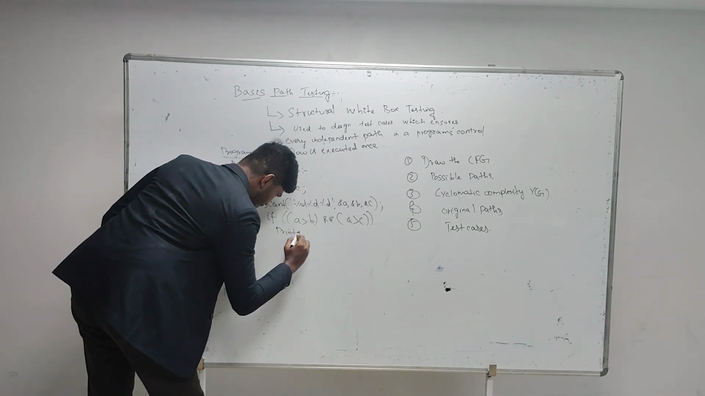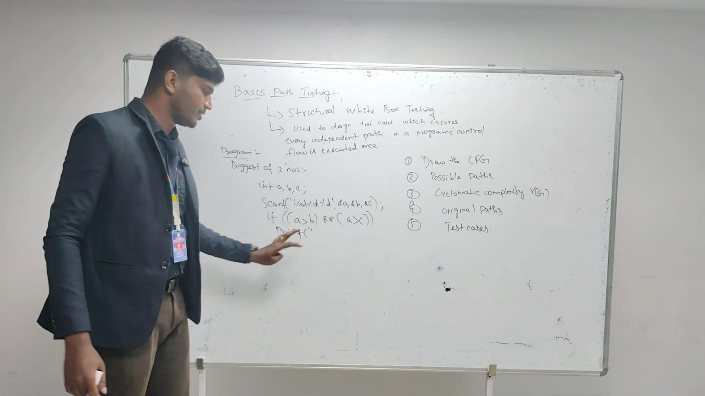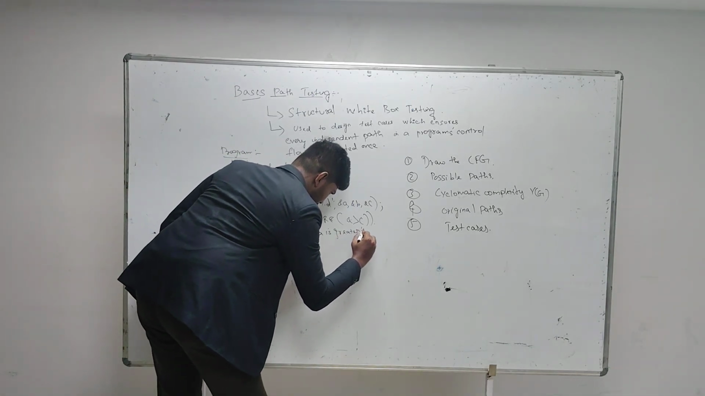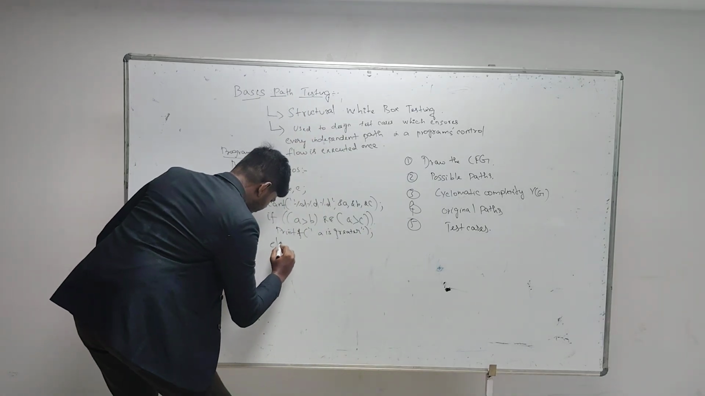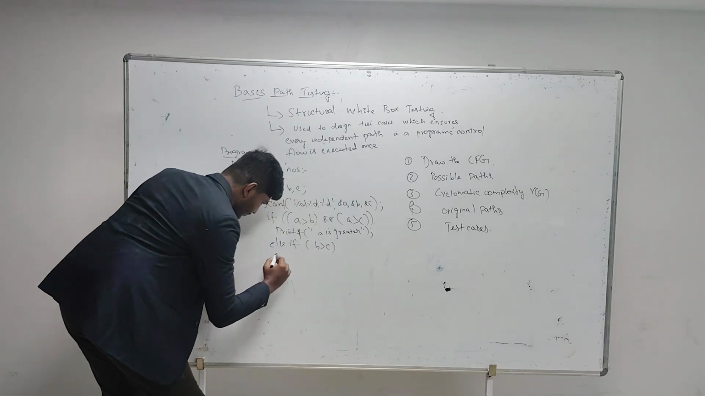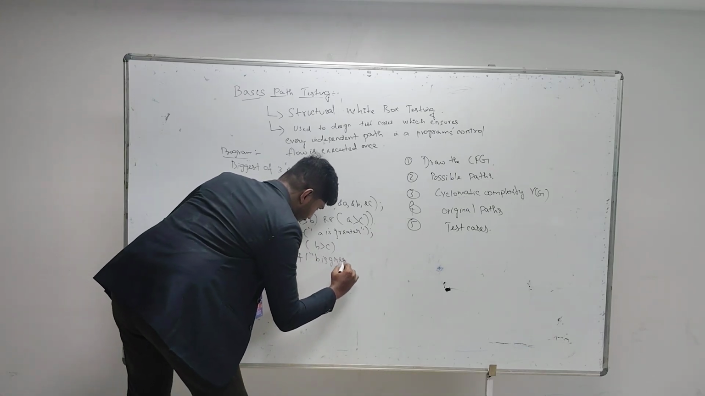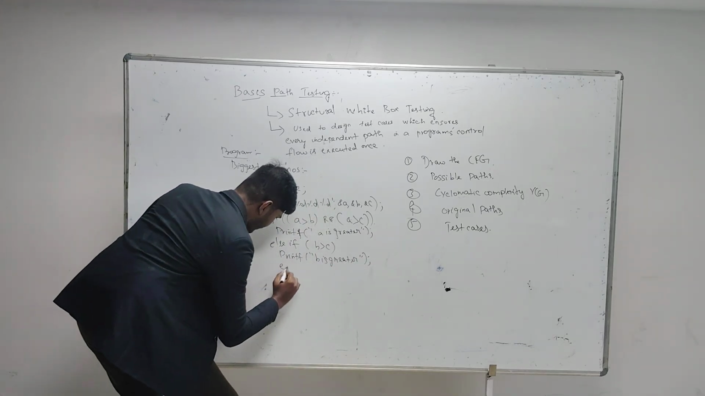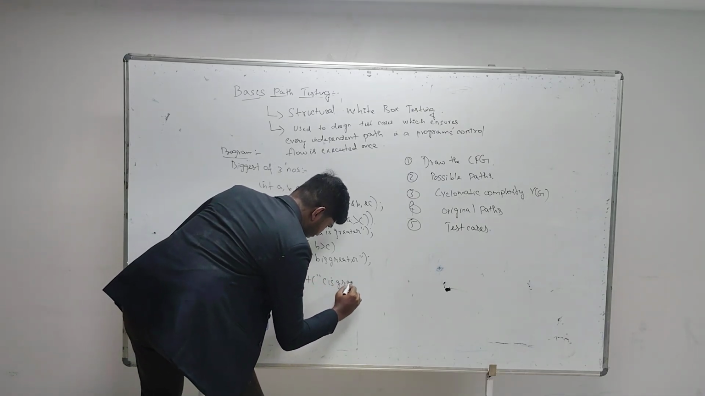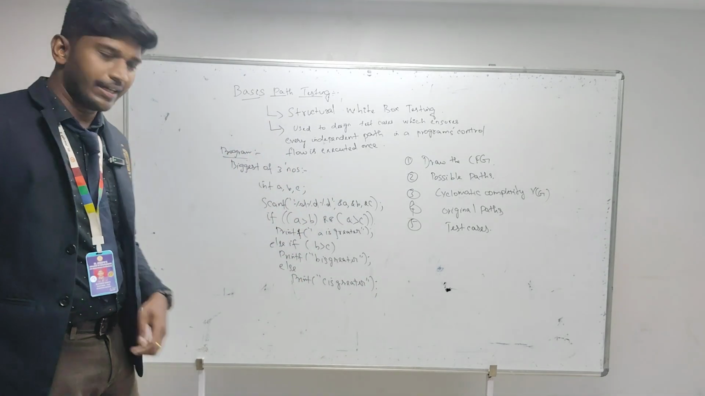Then printf. So if these 2 conditions are satisfied, you have to simply say a is greater. Else if you have to check another one condition, b is greater than c. Printf b is greater, else part printf c is greater. So this is the flow actually for finding out the greatest of 3 numbers.